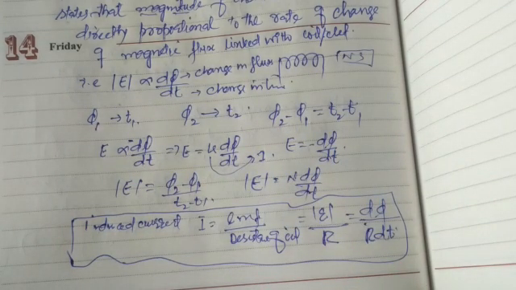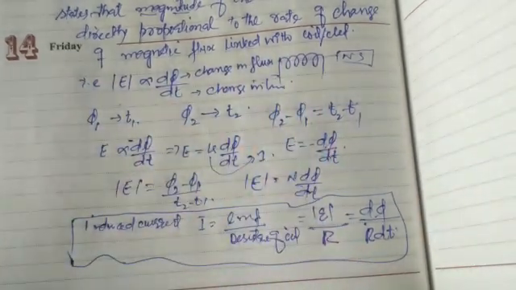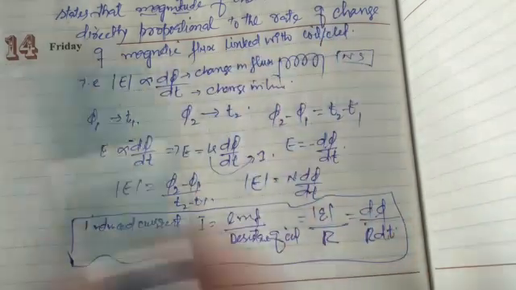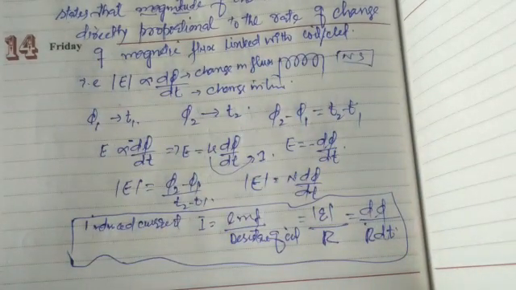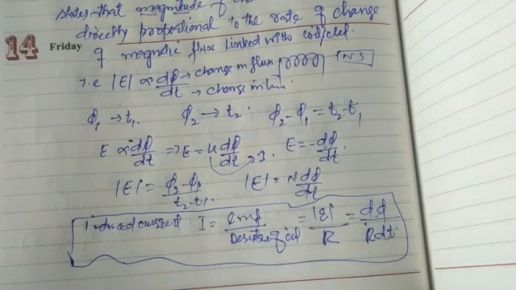It opposes it because once there is induced EMF, the coil itself becomes a magnet. It now opposes the further relative motion of the magnet. So this is the equation for induced EMF, and this is the equation for induced current.